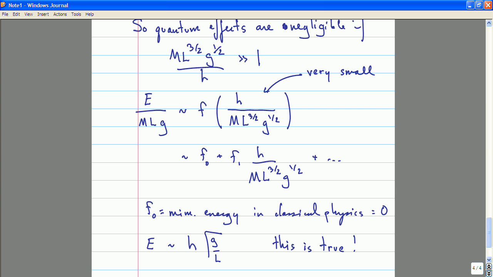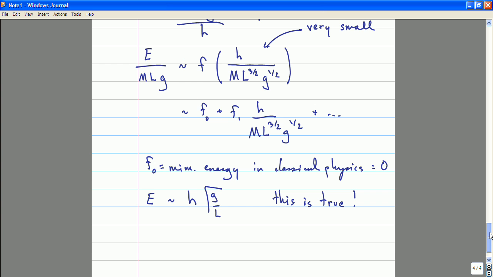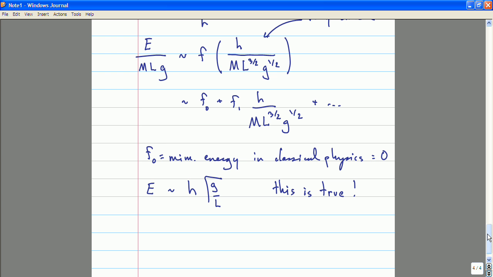And what I want to do now is combine this with our earlier observation that the time it takes the pendulum to go through one complete swing was the square root of L over g. So there's another expression for this formula, which is that E is roughly Planck's constant times the frequency of the pendulum.